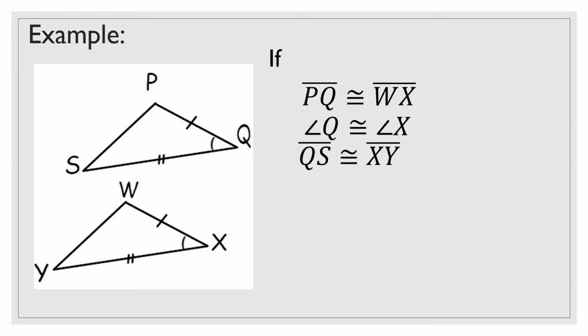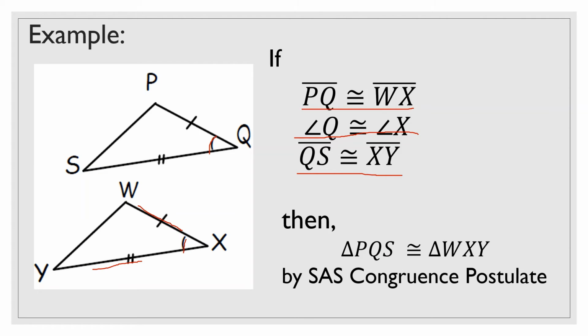And take note that angle Q is the included angle of PQ and SQ. And angle X is the included angle of WX and XY. So, from the given illustration and conditions, we have here the corresponding congruent sides, the corresponding congruent angles, which are the included angles, and another corresponding sides. So we can say that triangle PQS is congruent to triangle WXY by SAS Congruence Postulate.